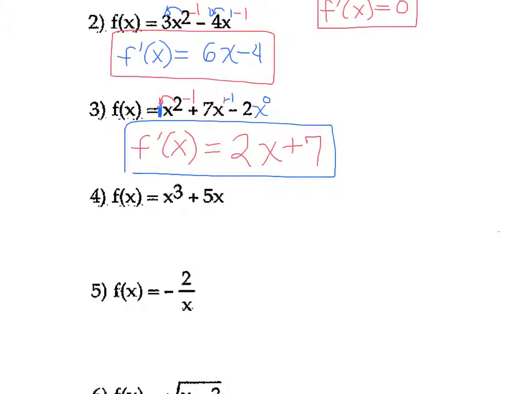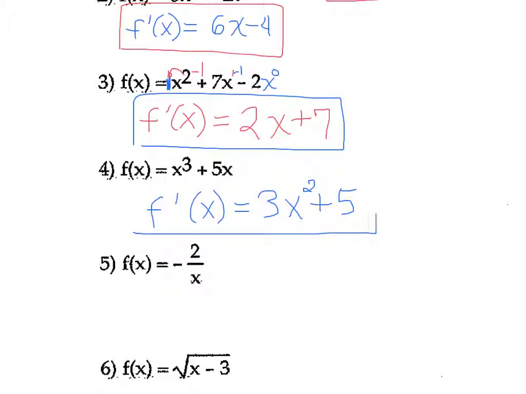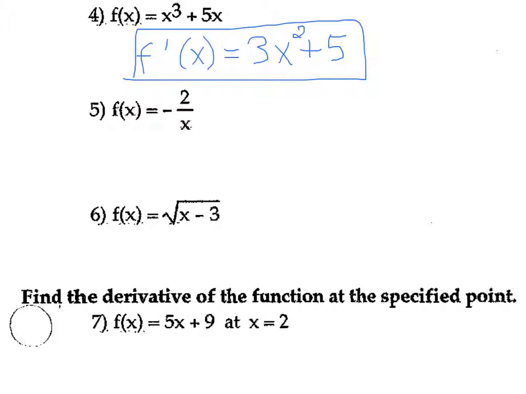So number 4, the derivative is f prime of x, derivative of the function, it is right, is 3x squared plus 5. Because 1 minus 1 is 0, so you don't put that in. 3 minus 1 is 2. Now, how about number 5? Do any of you have number 5? What is the answer to number 5?